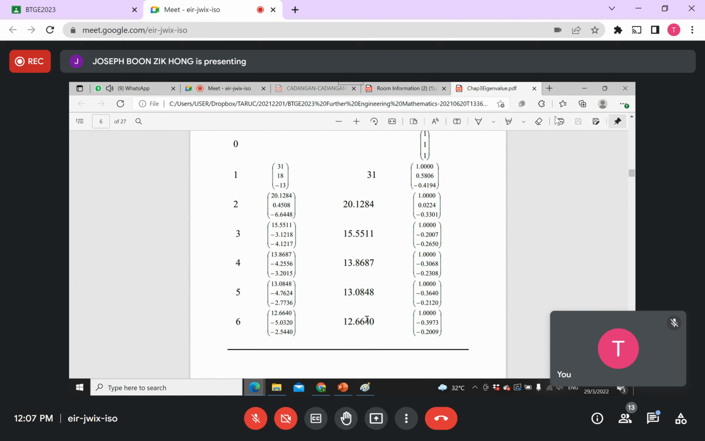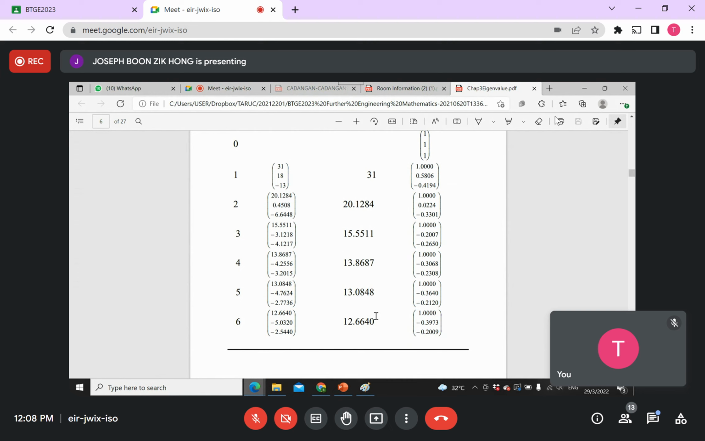If you continue, you will see it converges. From 31 to 20 the difference is about 11, from 20 to 15 about 5, from 15 to 13 about 2, and from 13 to 13 the difference is only in the decimals. 13.08 to 12.66, again the difference is only in the decimals. The differences get smaller and smaller, so as we continue, the eigenvalue is somewhere around 12 point something.